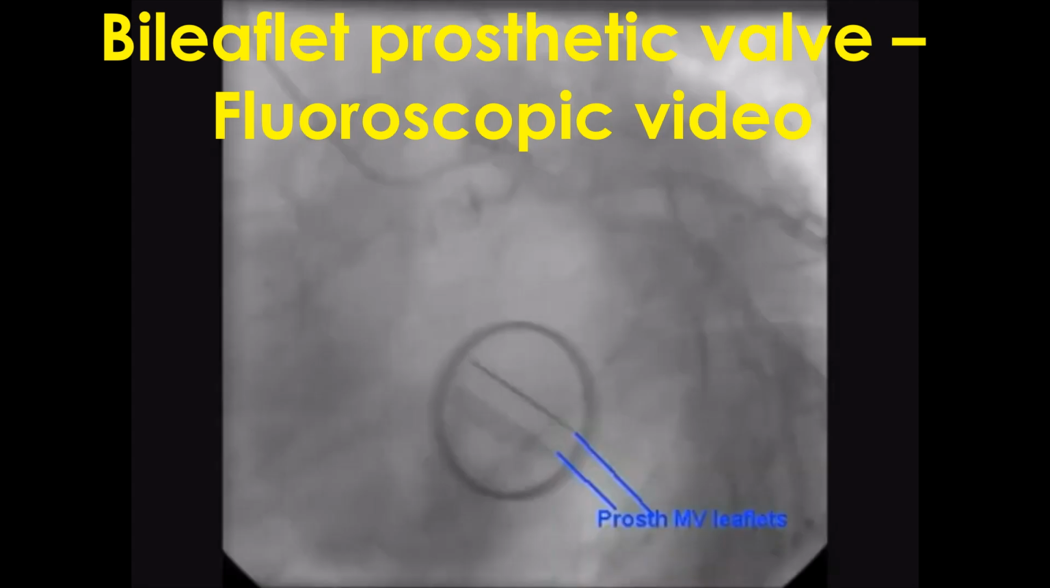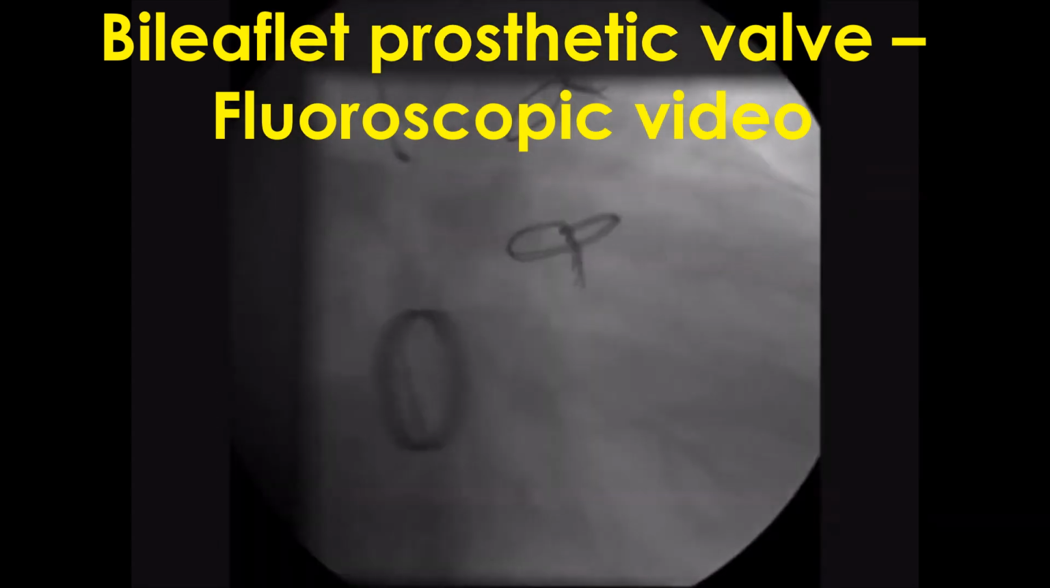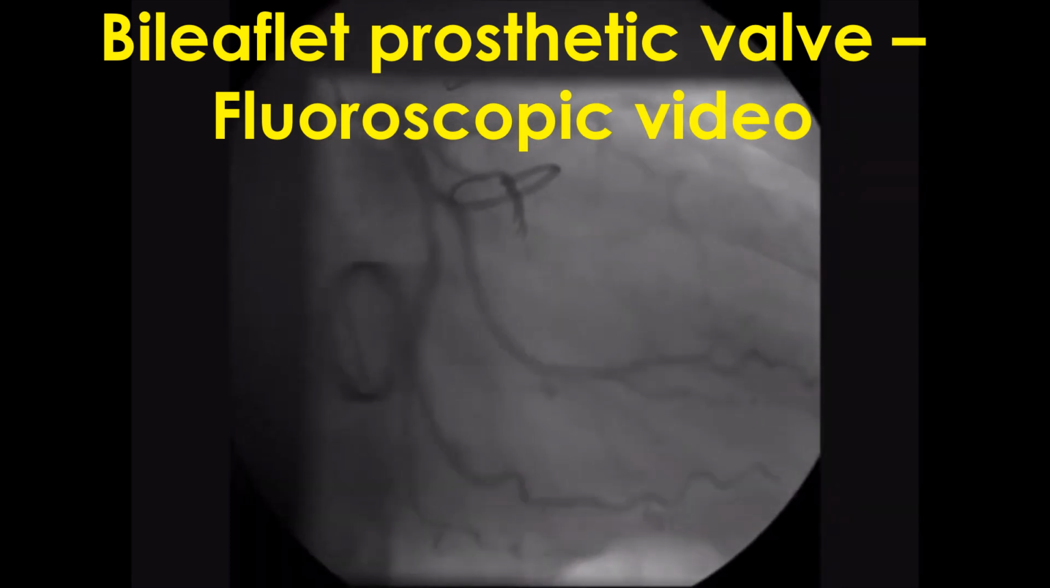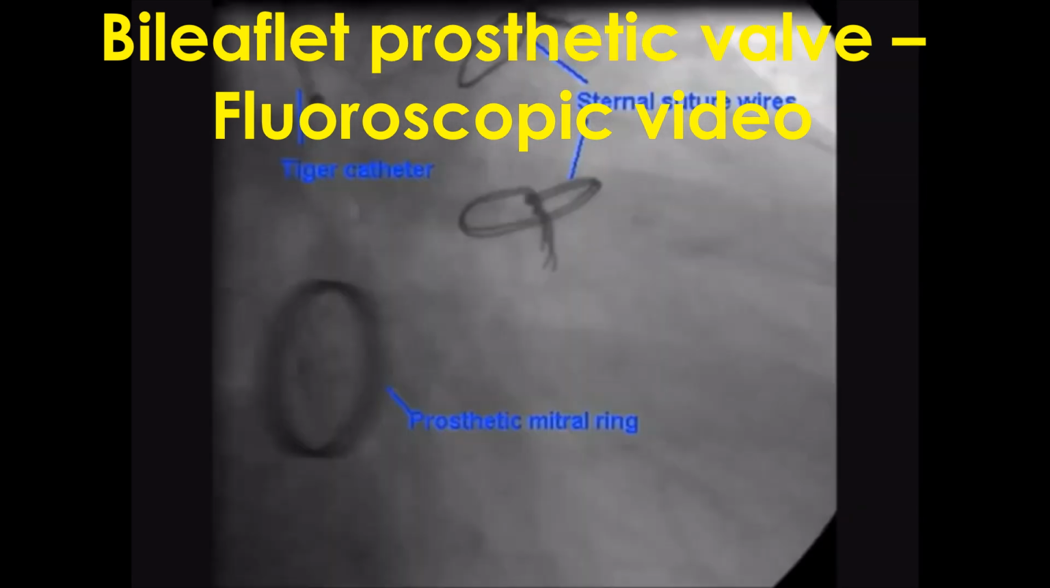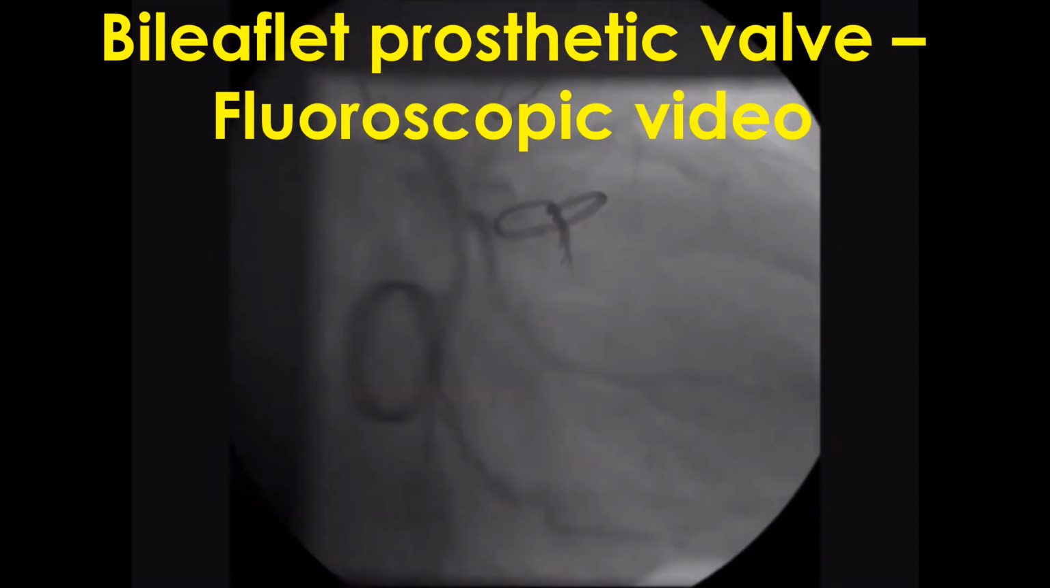This is another view, the RAO caudal view. Earlier one was the LAO caudal view. Here the valve ring is seen in a different plane. You can see the coronary angiogram as well in the background.